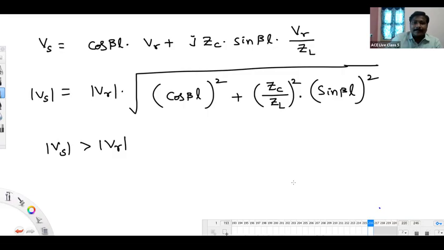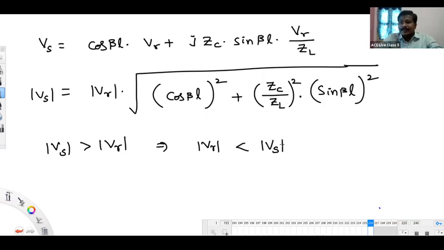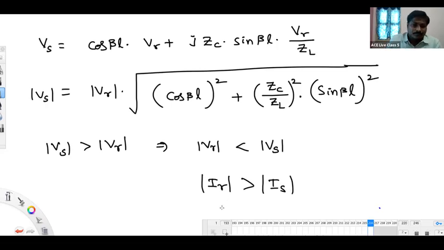As Vs is greater compared to VR, you can definitely say the receiving end voltage magnitude will be less compared to the sending end voltage magnitude. You do the same sort of calculations for the current. After doing it for the current, you will come to know that the receiving end current magnitude will be greater compared to the sending end current magnitude.